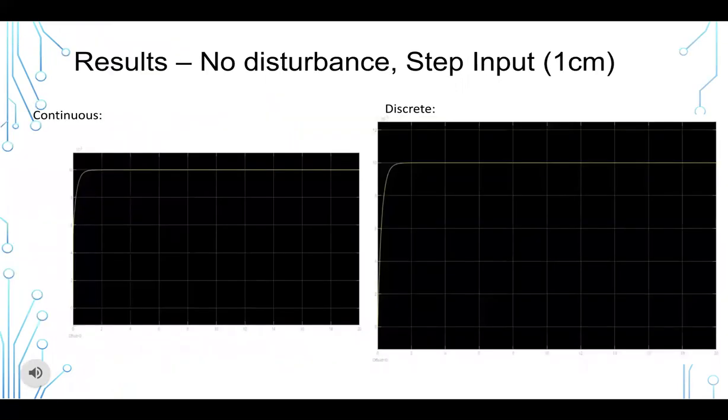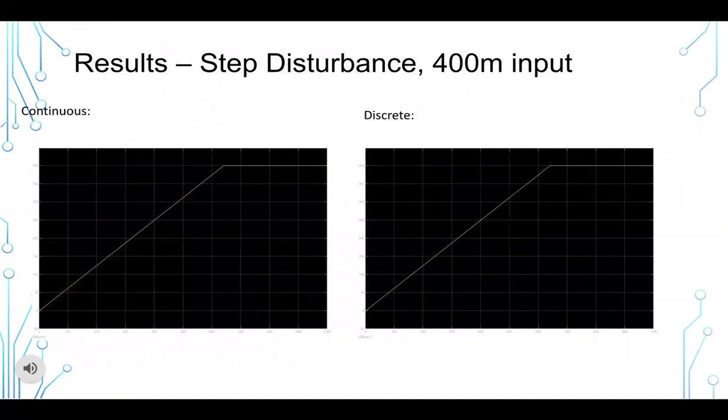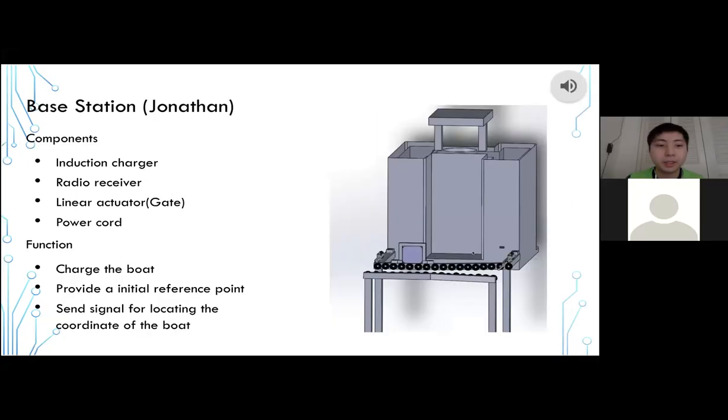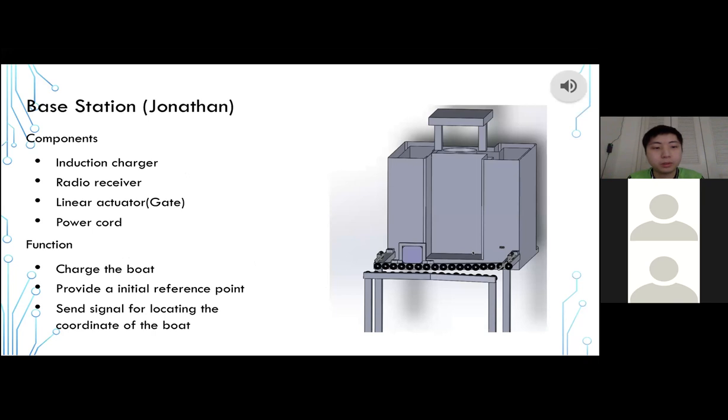The figure shows an example of the response with 1 cm input and no disturbance. These are the responses obtained for 400 meter reference input and step disturbance. Both look very stable with no overshoot and are acceptable for the design. Responses could be further optimized by getting a faster controller, designing the controller with a direct approach, or using a state space method. The base station essentially contains 4 components: induction charger, radio transmitter, linear actuator, and the power cord that connects all those 3 main components.